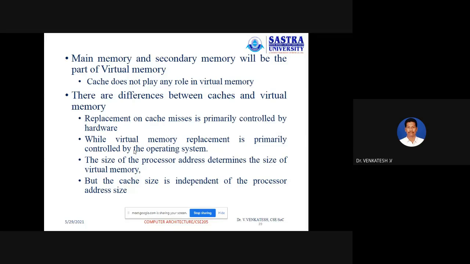The size of the processor address determines the size of virtual memory. For example, if I have 1 TB, I can have the same for virtual memory, whereas cache size is independent of the processor's address size. Cache will be frequently used, which is why cache is limited. If the cache size is minimal, the miss rate is also minimal. We have discussed that in the previous class.